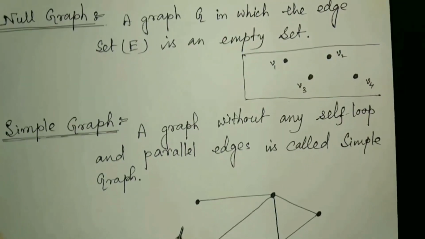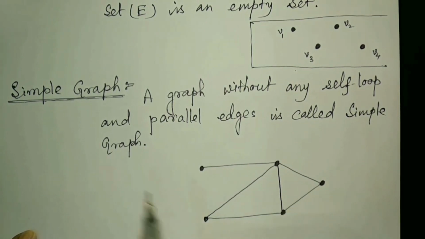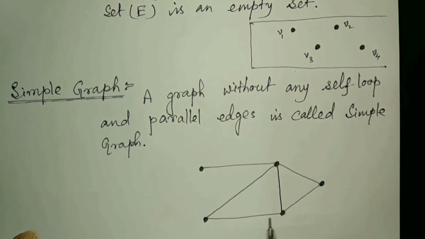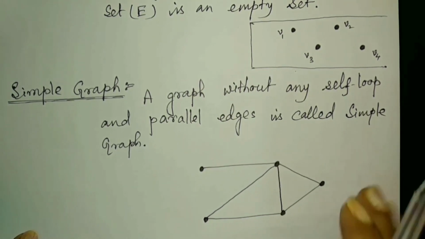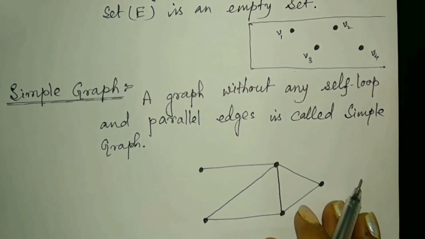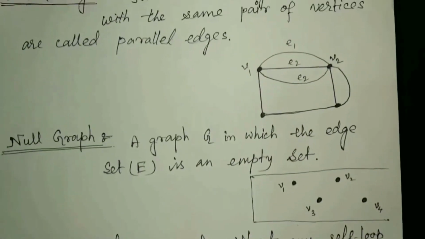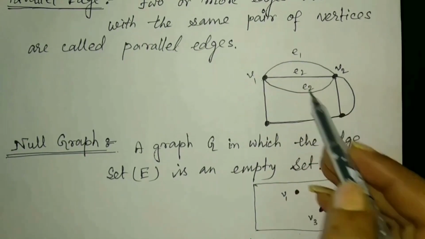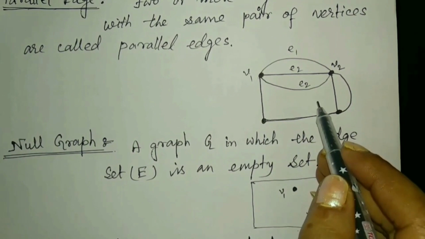Next is the simple graph. This is the beginning of the important graphs now. A simple graph is a graph which has no self loop and no parallel edges. So a graph without any self loop and parallel edges is called the simple graph. Now we have the multigraph also. A graph with only parallel edges is called the multigraph.